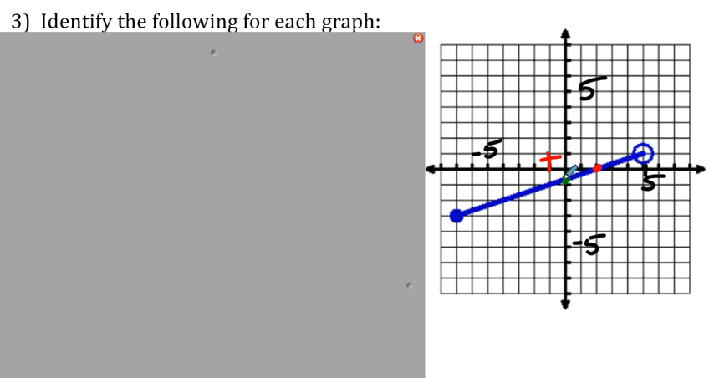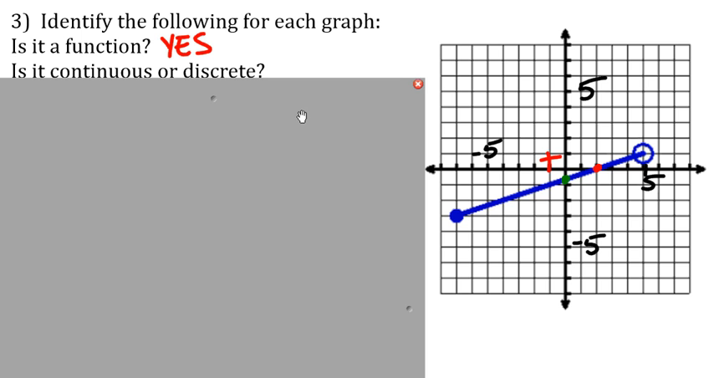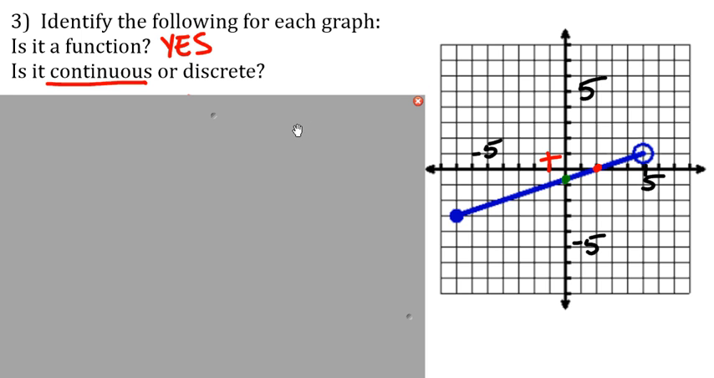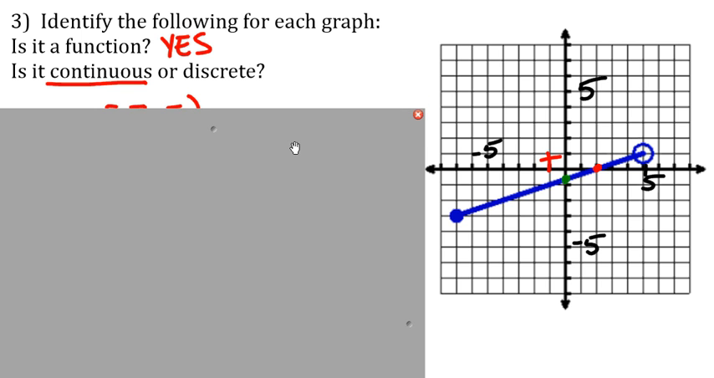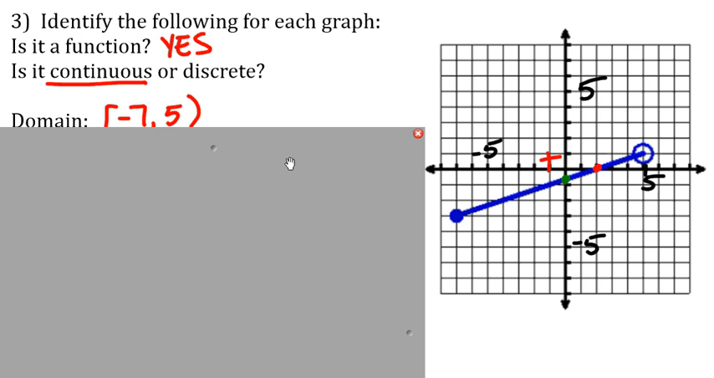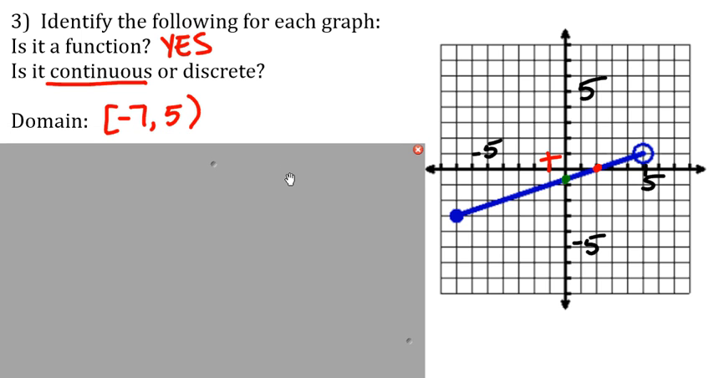It is a function because every input has an output. It is also continuous because we're using in-between values. The domain goes from -6 to 5. -6 is included, so -7 to 5. -7 is included, so I have a bracket. 5 is excluded, it's open, so I have a parenthesis.